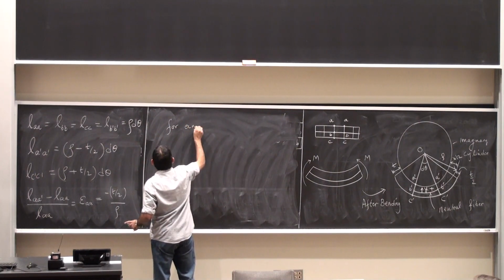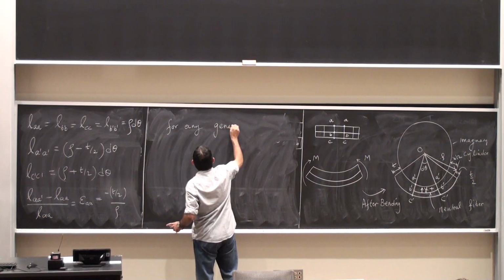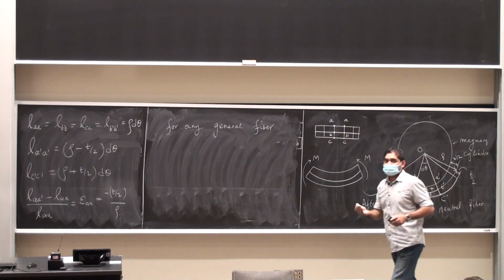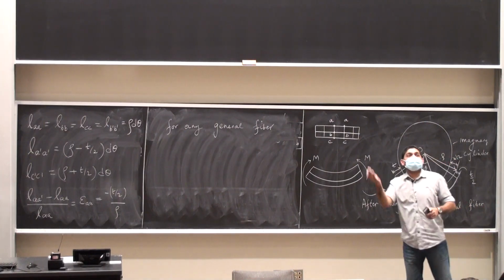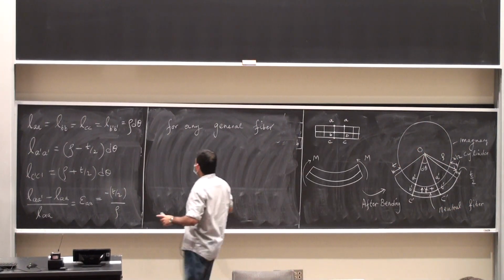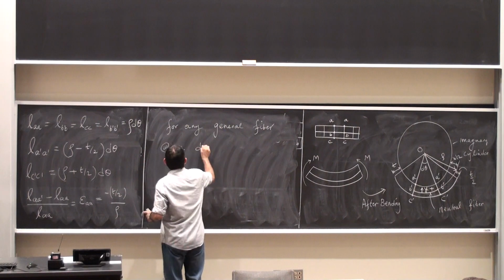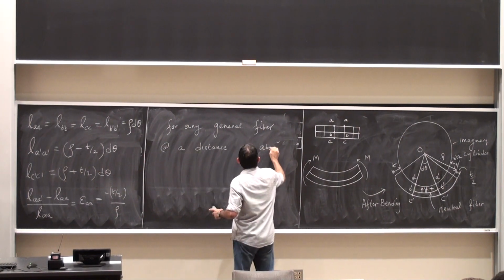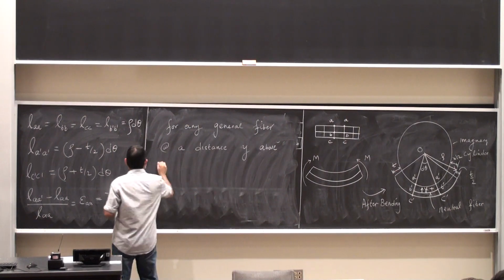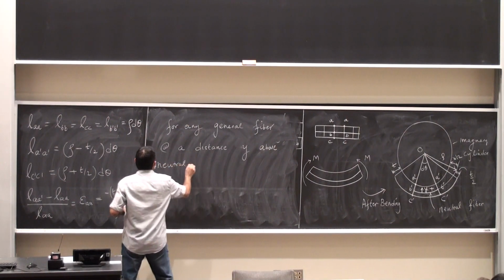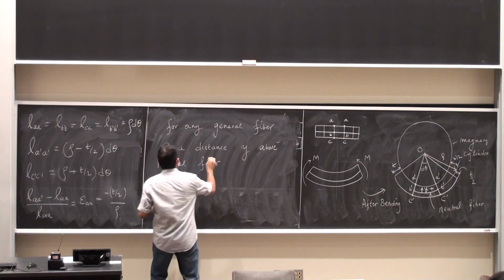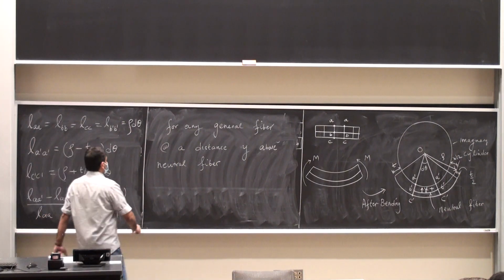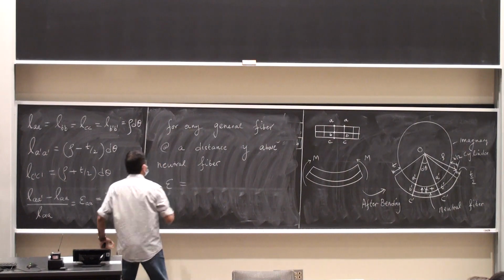And so, last line for the day. For any general fiber that is at a distance of y from the neutral axis, y above the neutral fiber, sorry, the strain is going to be the following.